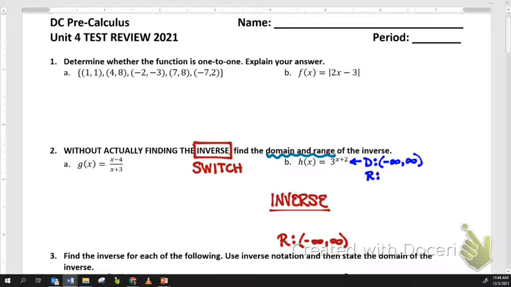What's the range of this exponential function? Positive numbers. So how do I write that? 0 to infinity. So that would be the domain of my inverse. 0 to infinity.